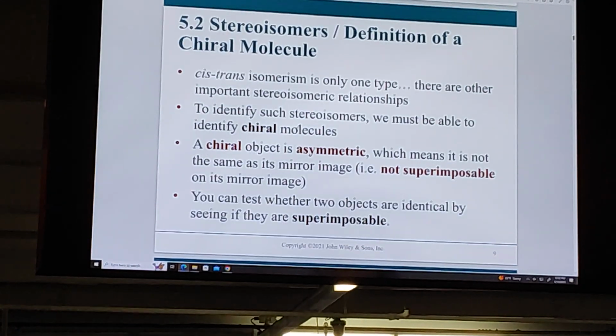And so the next topic we're going to talk about has to do with probably the most important concept in this chapter. I'm not going to introduce all the details, but I want to kind of tell you about it. And I want to tell you what the idea of chirality is and what it means.